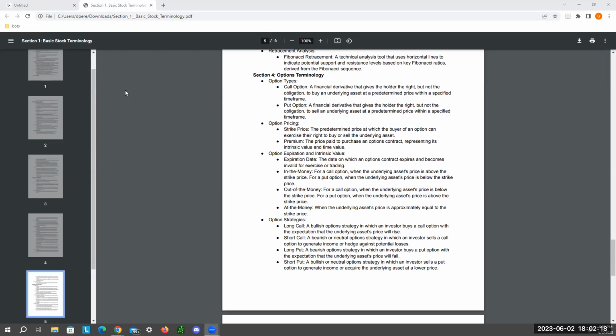All right, options terminology, because we're going to get into some options today. You have two types of options. You have a call option and you have a put option. Call options, generally, you want the stock to go up. Put options, you want the stock to go down. It's as simple as that.